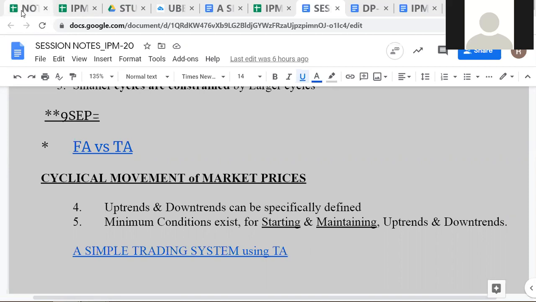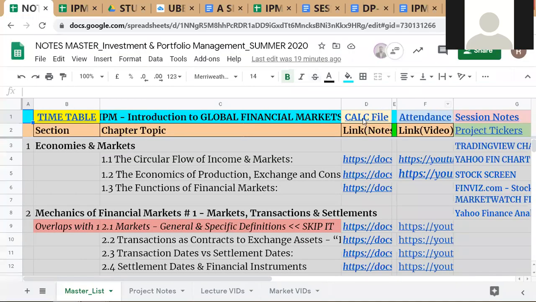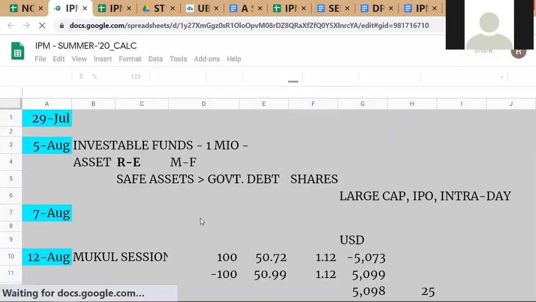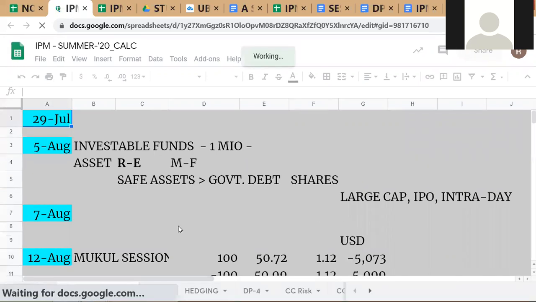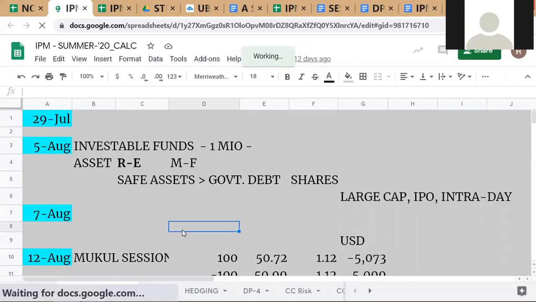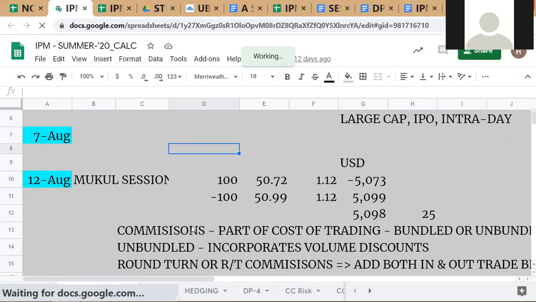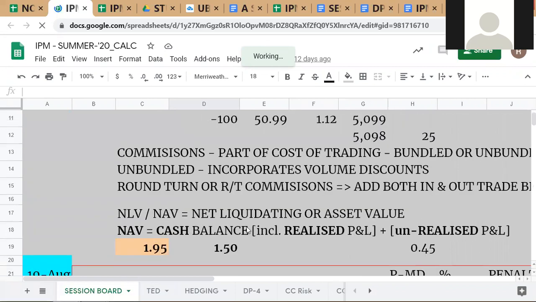The NAV is referred to as NLV, that you will see in my notes. If you look at your calc file, I gave you an example. I referred you once to a discussion I had with Mukul where we explained what NAV is, and that the NAV in the IB framework is referred to as NLV. Here they call it net liquidation value or liquidating value. And so the NAV consists of the cash, realized and unrealized P&L.